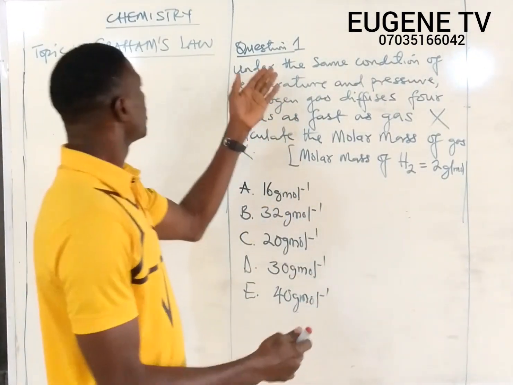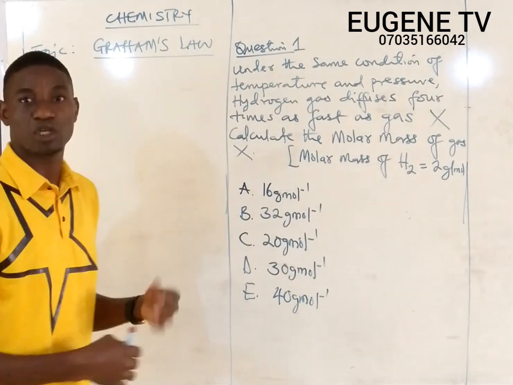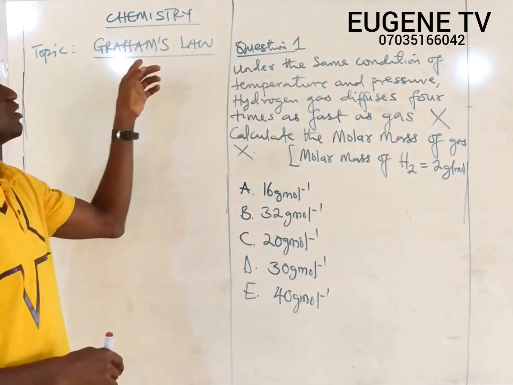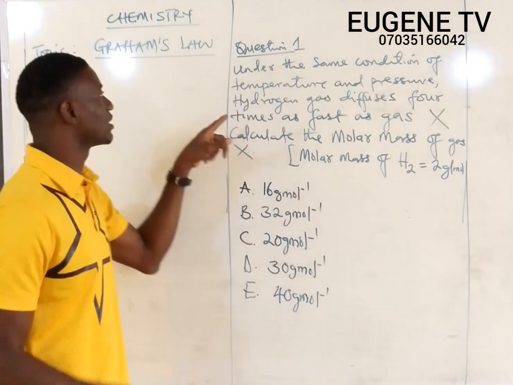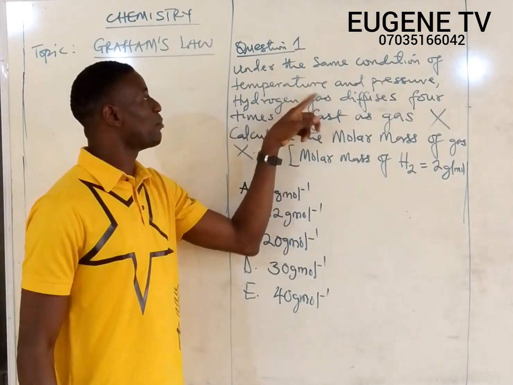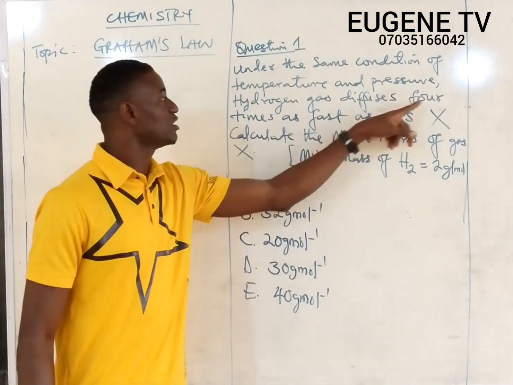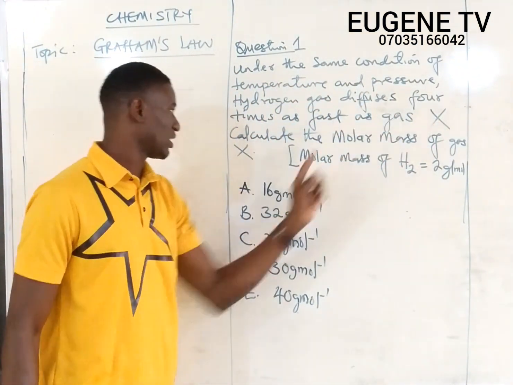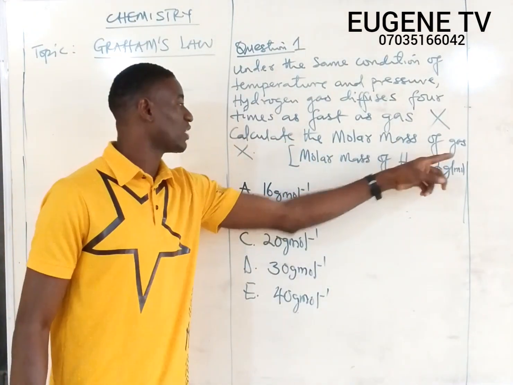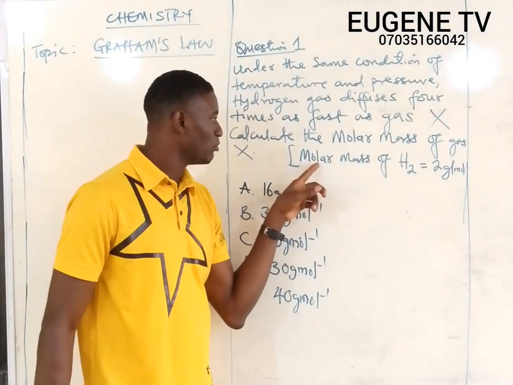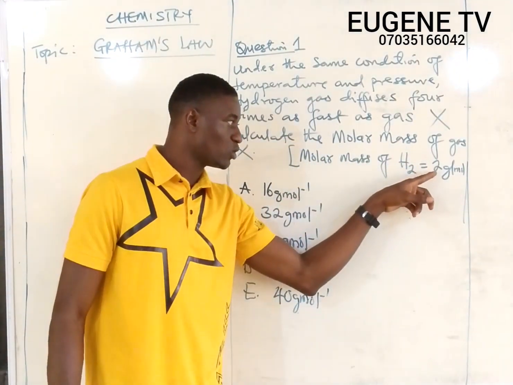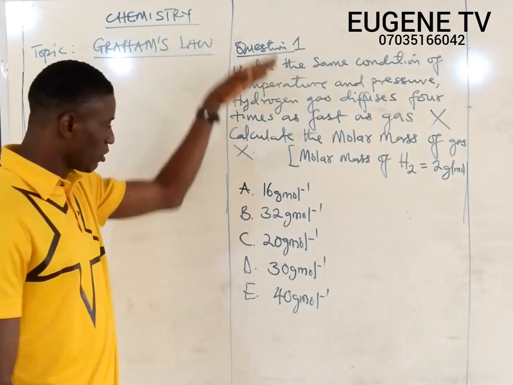Okay, let us dive straight into the business of the day. We have a question before us here, and this question is based on Graham's law of diffusion. The question reads: under the same condition of temperature and pressure, hydrogen gas diffuses 4 times as fast as gas X. Calculate the molar mass of gas X, given that the molar mass of hydrogen is equal to 2 grams per mole. And we have the options before us.